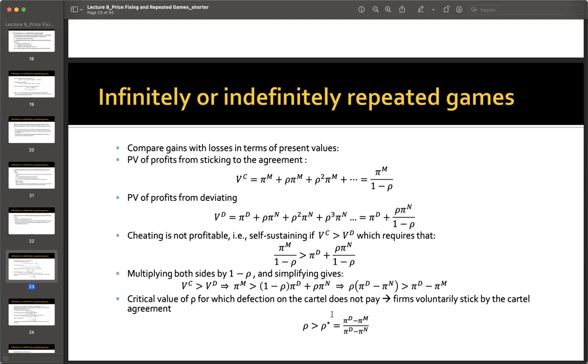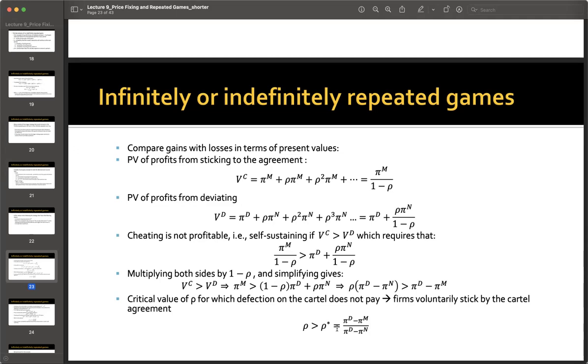But second thing is that pag mataas siya, that means mas mahirap, there's less rho that will allow for cooperation to happen. If rho star is very high, like if rho star itself is close to 1, then that means it's very difficult for the oligopoly or the cartel to actually stick to the agreement. Okay. So you'd want, for the cartel, you'd want to have this rho star, I should say, to be low.